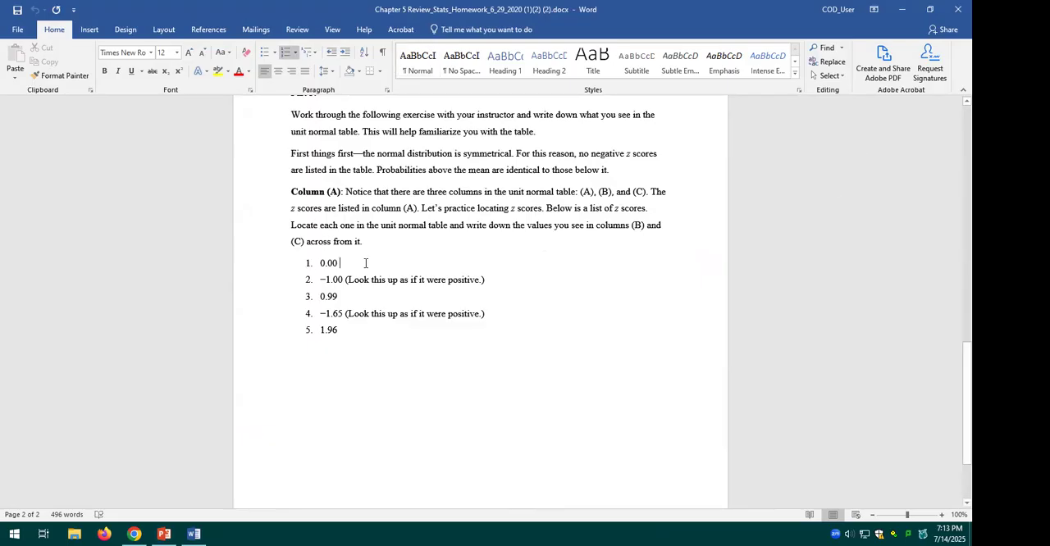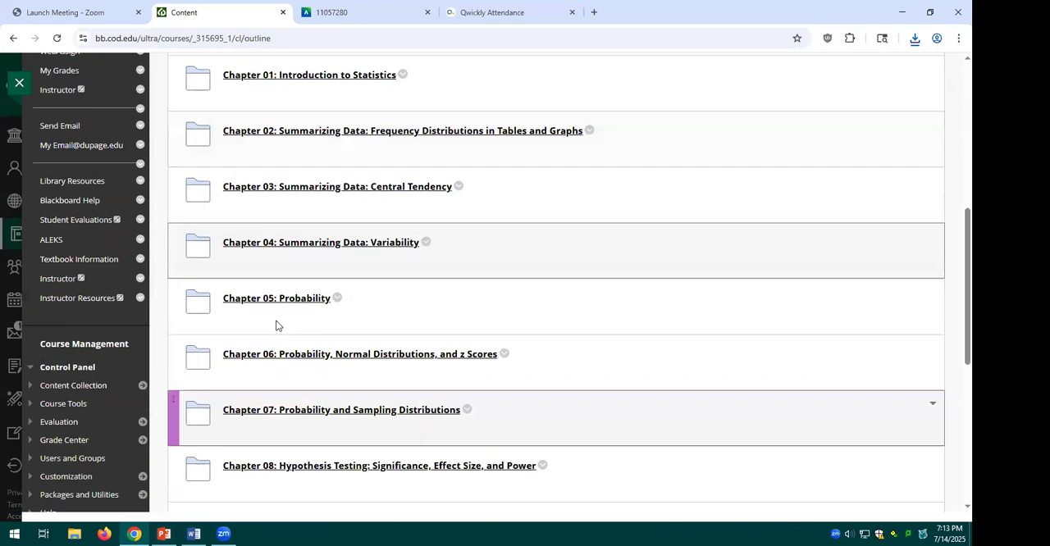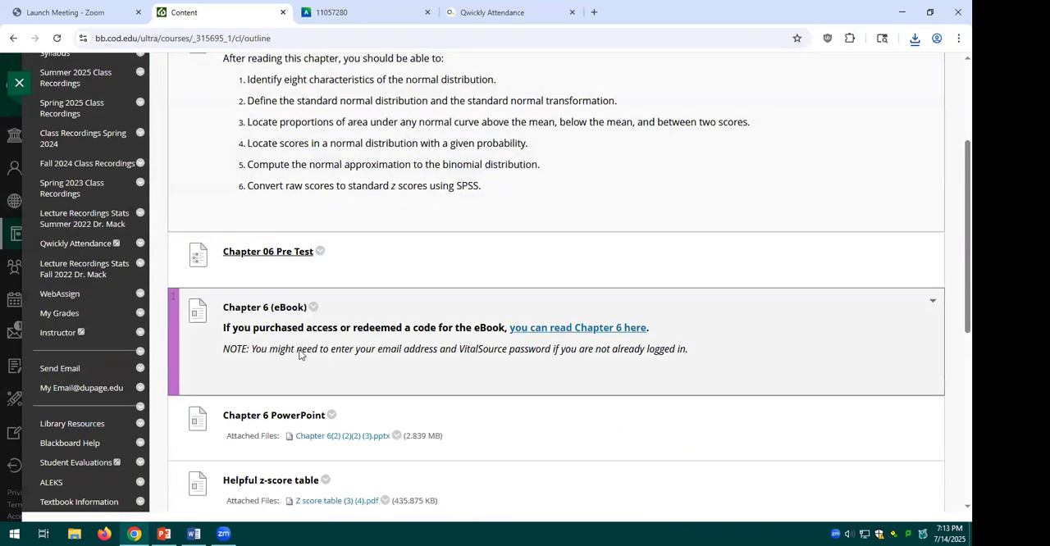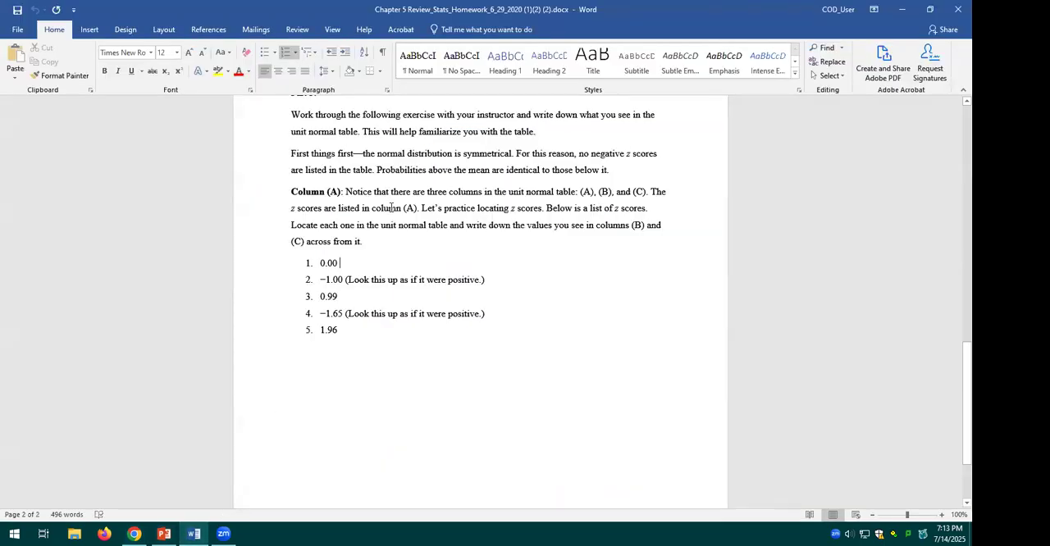So this one right here, 0, you're going to go into student resources, go to chapter 6, click on the Z table, and we're going to find it. And you know what? It's right there. Does that make sense? Where I got that from? So this one is literally, those would be your answers. For our next one, we look up the 1 as though it was positive.